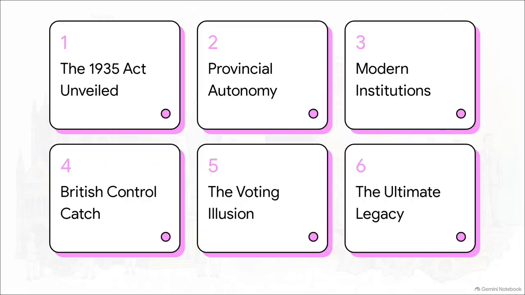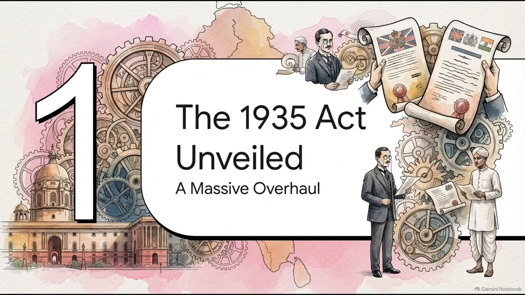Here's our roadmap for today. We'll start with the act unveiled, then look at the steps toward provincial autonomy and building modern institutions. After that, we'll hit the catch, British control, followed by the voting illusion, and finally, wrap up with the ultimate legacy of the act. Okay, Section 1.